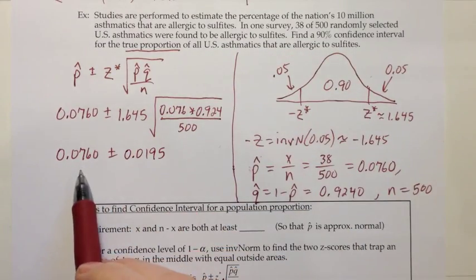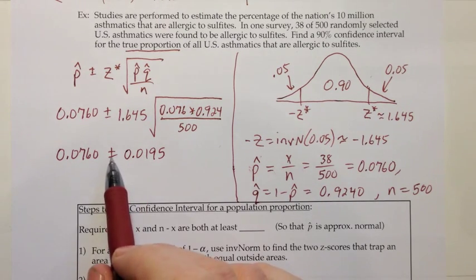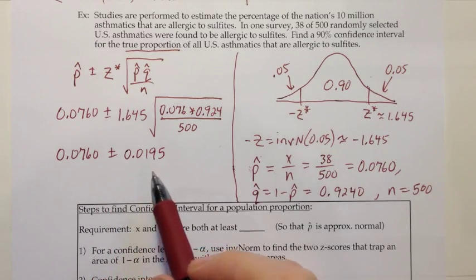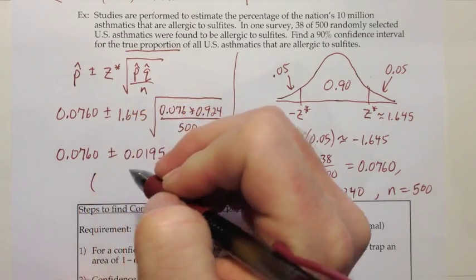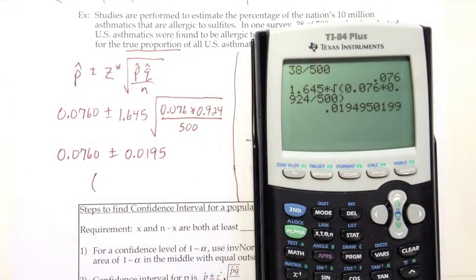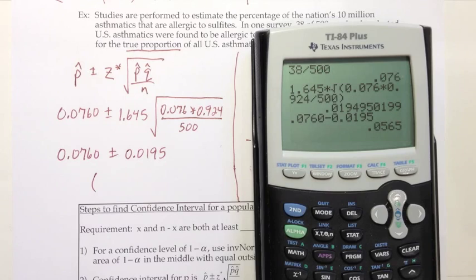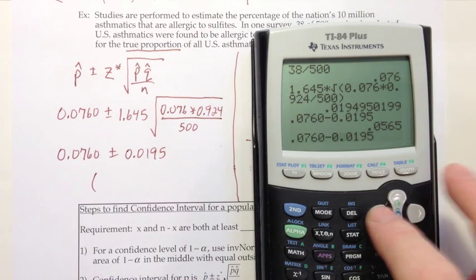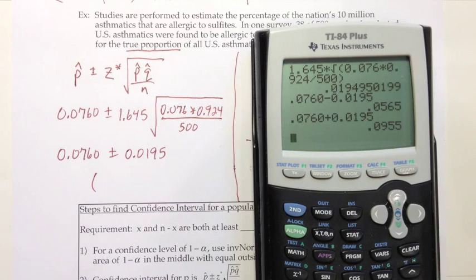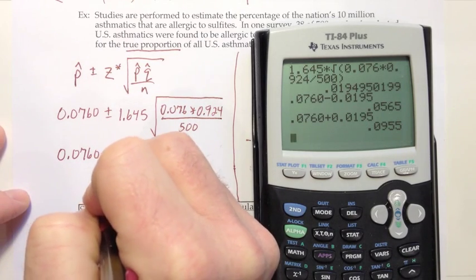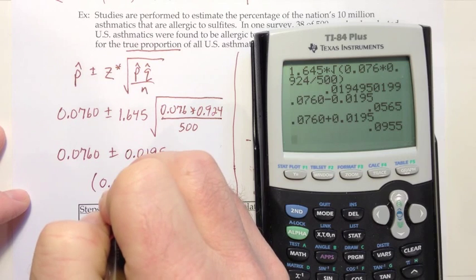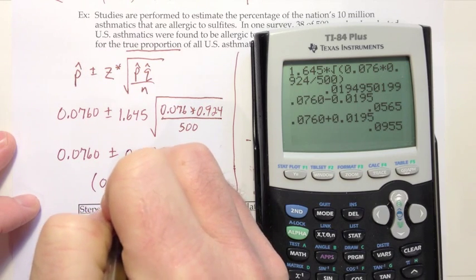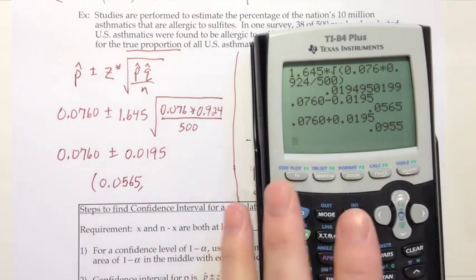Alright, so this is my original estimate, but I don't have any confidence that that's right. I need to give myself some room for error. It looks like I'm going to give myself about plus or minus 2% here. And so I'm going to do the subtraction and the addition to find out what those boundaries are. I'm going to bring the calculator back in. So 0.0760 minus 0.0195, that's the left boundary. If I do second enter and change that minus to a plus, I get the right hand boundary. And so the left hand boundary I'll write on the left, 0.0565. And then on the right hand side, the 0.0955.